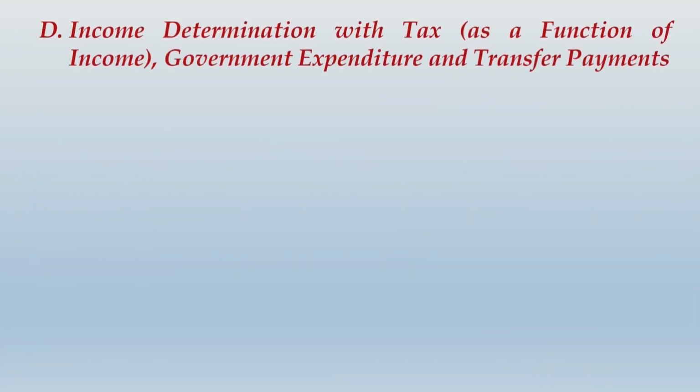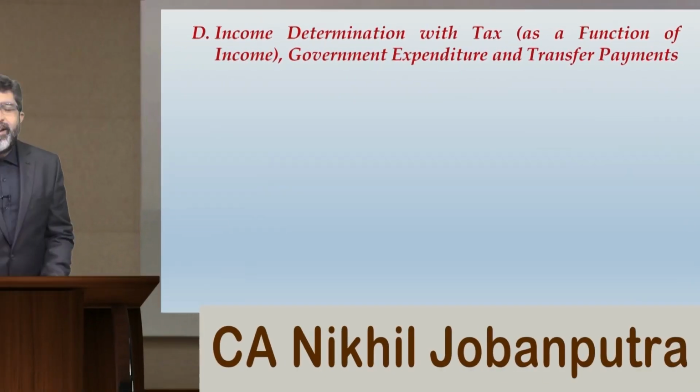Let us move ahead, and now we deal with the last possibility, that is income determination with tax as a function of income, government expenditure and transfer payments. So basically we are now including transfer payments also. When you include transfer payments, what will be the impact of this? Let me explain what exactly I mean.